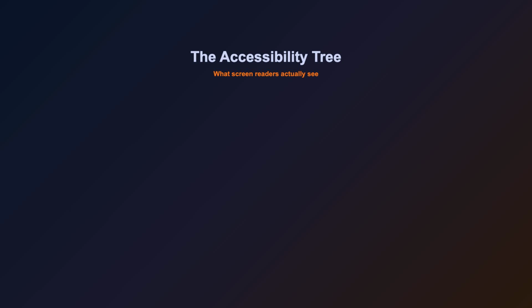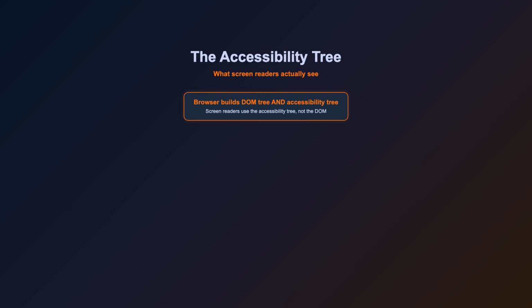When a browser reads your HTML, it builds two trees: the DOM tree, which we covered before, and the accessibility tree. The accessibility tree is a simplified version of the DOM. It strips away visual decoration and keeps only the meaningful structure. Screen readers like VoiceOver, NVDA, and JAWS read from this tree.